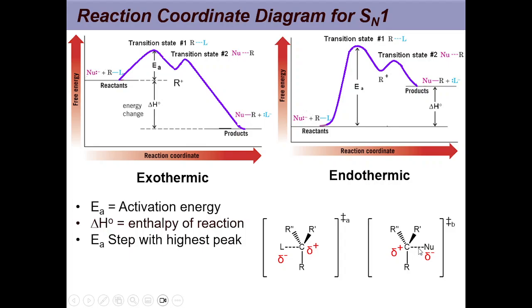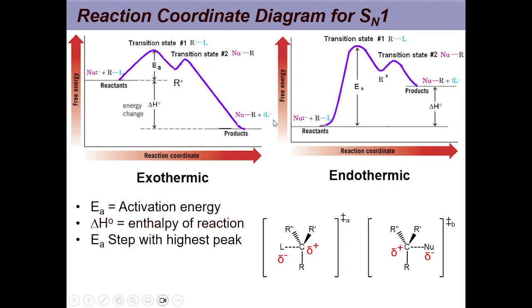of electrons. So the partially formed bond between the nucleophile and carbon forms the second transition state, which is transition state B, or transition state number 2, shown here on the second peak. And then after this nucleophile-carbon bond is completely formed, you'll get the product, which, you can see here, has the nucleophile and R group completely bonded together with a free leaving group.